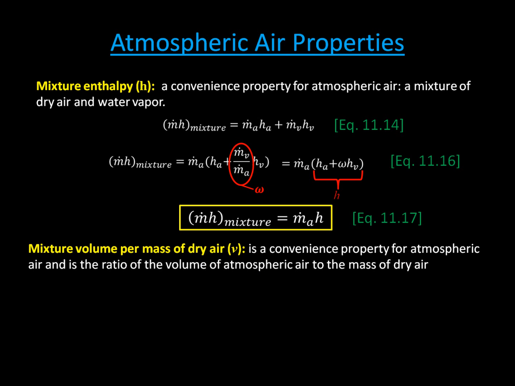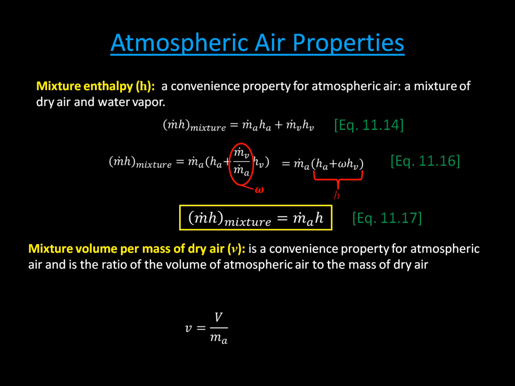Okay, let's talk about mixture volume per mass of dry air. That's a convenience property for atmospheric air, and it is the ratio of the volume of atmospheric air to the mass of dry air. So let's write that down below. It's a ratio of the volume of my atmospheric air to the mass of my dry air.